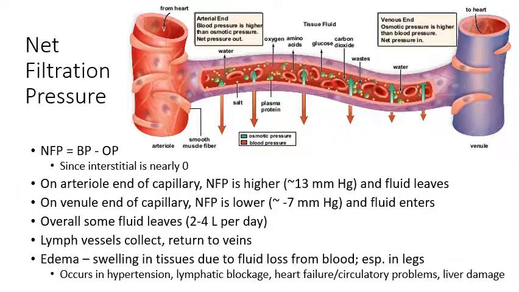You still do end up losing some volume. Overall, you're going to have more fluid leaving on the arterial end than what comes back on the venule end. If it was like 13 millimeters of mercury on the arterial end and -13 on the venule end, then it would be equal. But it's 13 and then -7. So more goes out than what comes back in.